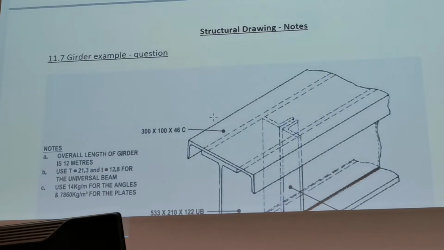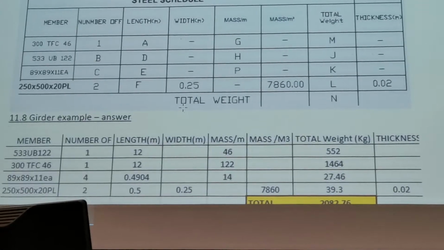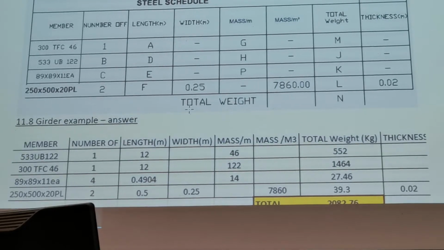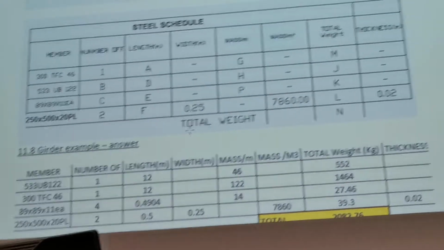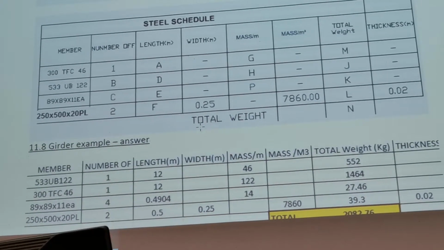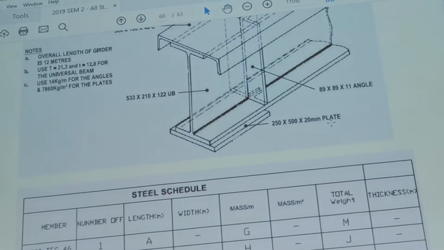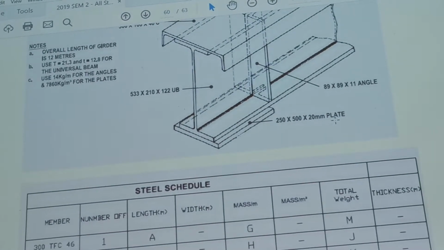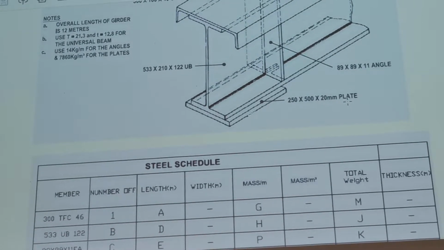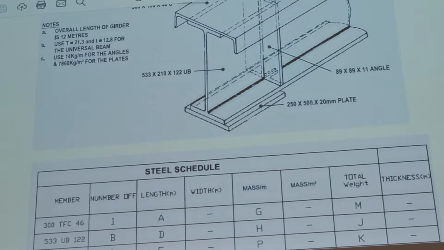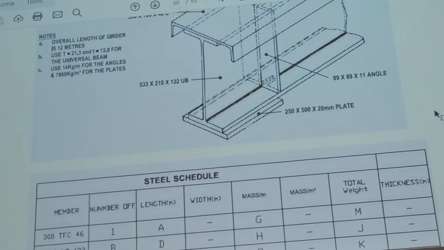So coming up to this one here, 7.46, the plate is called up as 250 by 500 by 20. Okay, so this is the correct one. The other one had the plate as 500 by 250 by 20. So be careful of this. The answers are what you should be going by.